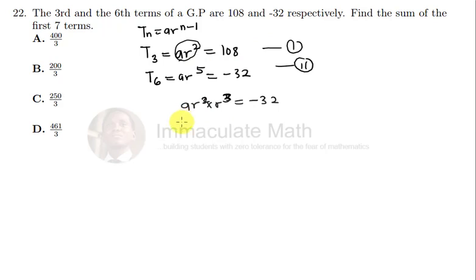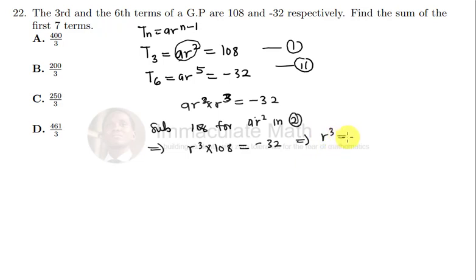If I do that, what am I going to have? If I substitute 108 for ar² in equation 2, I'm going to have r³ multiplied by 108 equal to −32. Which implies that my r³ will be −32 all divided by 108. If I divide this further, I'm going to have −8 over 27. So that means my r is just the cube root of −8 over 27, which is −2 over 3.